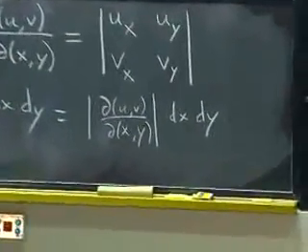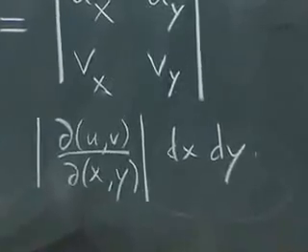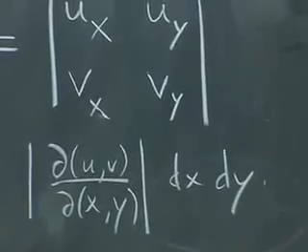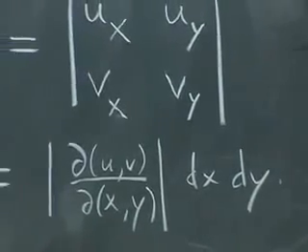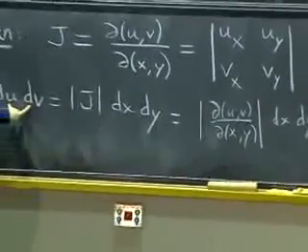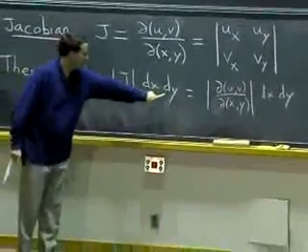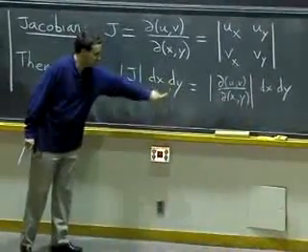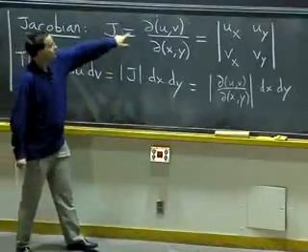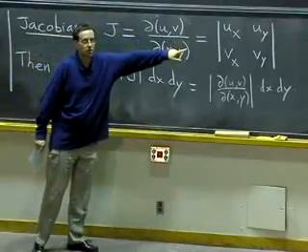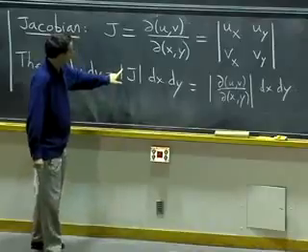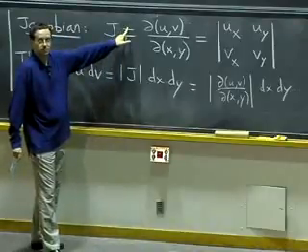Okay, so this is just what you need to remember, and it says that the ratio of the area in uv coordinates to the area in the xy coordinates is given by this Jacobian determinant. Except one small thing, it's given by actually the absolute value of this guy.